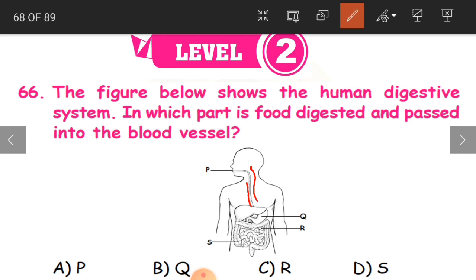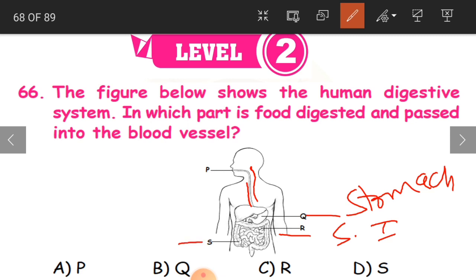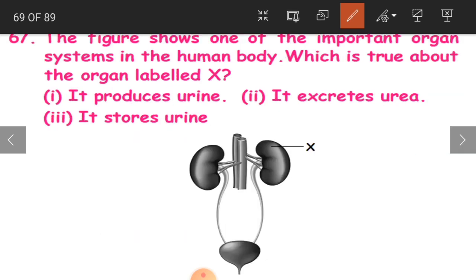whereas Q is the stomach. Okay, Q is the stomach, and R is the small intestine, and S is the large intestine. And where is food digested actually? Where do we get food digested? Yes, in the small intestine. So in the small intestine, that is R. So C is the correct answer. Clear, children?